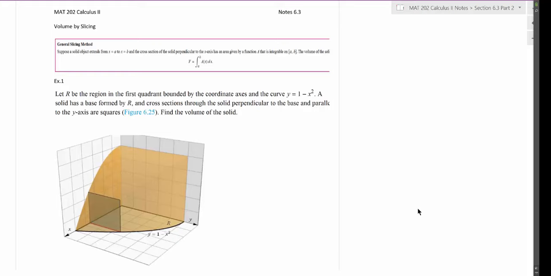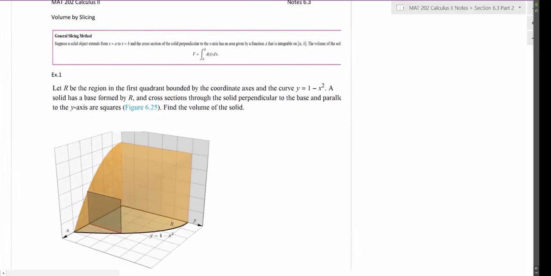All right, so what we will be doing in this section in Calc 2 is looking at integration of finding volumes by three different methods. We're going to be looking at a general slicing method, a disk method for solids of revolution, and a washer method for solids of revolution. So to begin with, we're going to look at a general slicing and dicing method here.